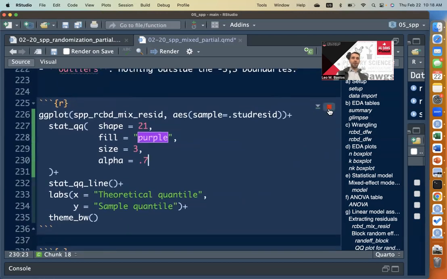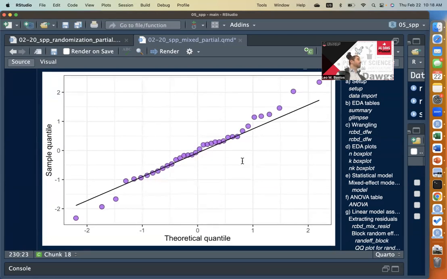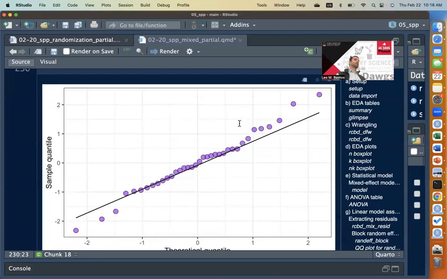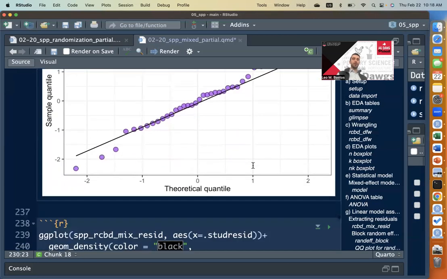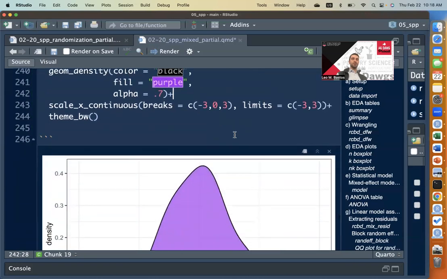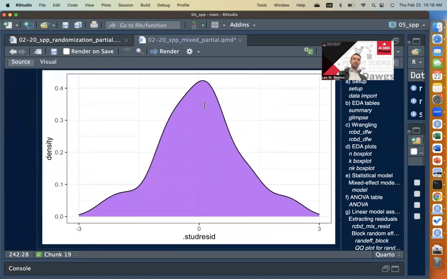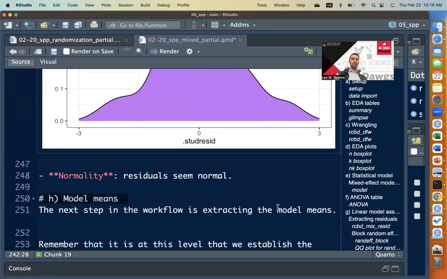I left you another plot here, which is the QQ plot for the residuals. Of course, now we have a lot more points because we have 36 observations, so 36 residual points to compare to. It does not seem like there is a departure from normality. And when we look at the density plot to also check normality in a different way, it seems pretty much centered around zero and looks pretty normal to me. So I wouldn't worry too much.